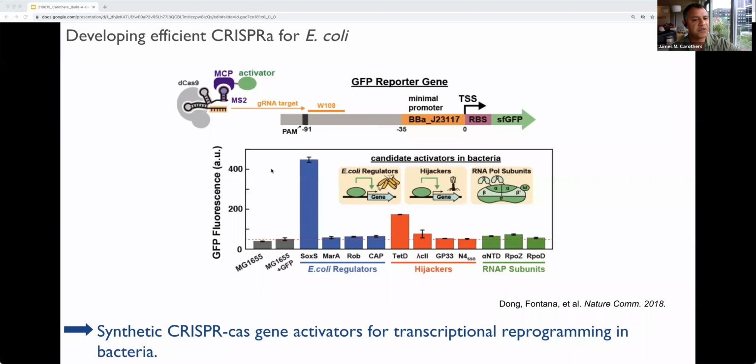So what we did is screen a series of transcriptional activators to develop this new system for CRISPR activation-directed transcriptional activation in bacteria. This system gives us the basis for building fully programmable platforms where we can target some genes for activation and some other genes for inhibition.